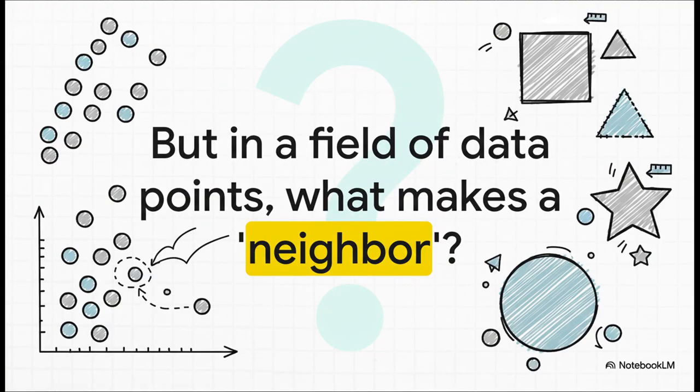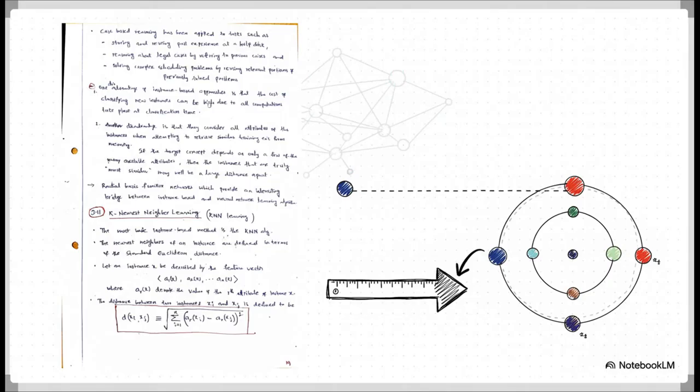Okay, but that brings up a really important question, right? When we're talking about a bunch of dots on a graph, what does neighbor even mean? How do we define close? It's all about distance. How close are you? And the standard way we measure this is with something called Euclidean distance. Now, don't let the fancy name scare you. It's just the straight line distance you learned about back in geometry class. We're literally taking out a ruler and figuring out who is closest to our hero, XQ.